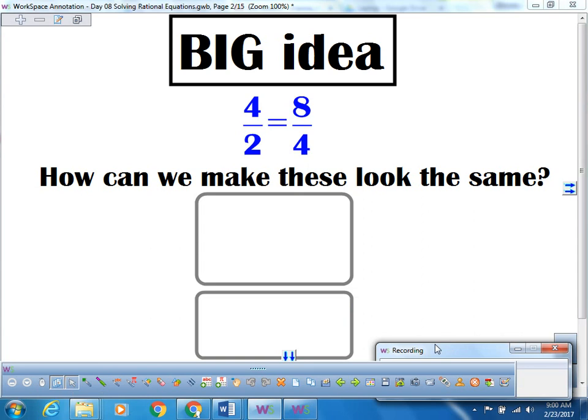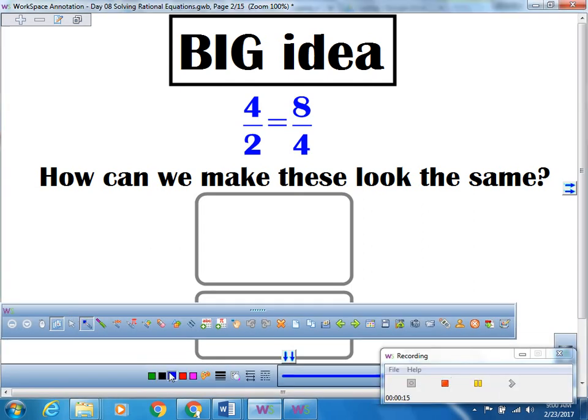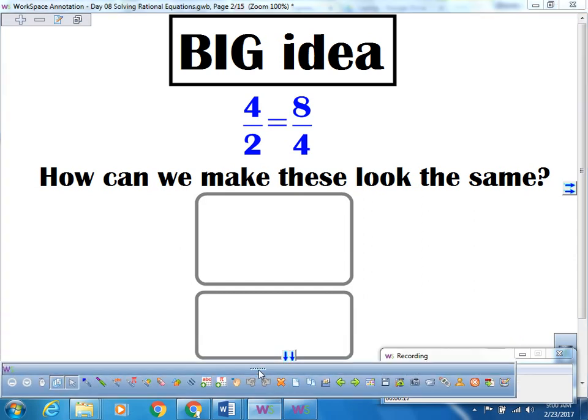Lesson of the unit. Okay, here's our big idea. Would everybody agree that 4 divided by 2 is the same as 8 divided by 4? You think so? Okay. Would you guys agree? 4 divided by 2 is 2, and 8 divided by 4 is 2. So they're both the same thing, just in different forms. Correct? You guys believe me? All right. How can we make them look the same?